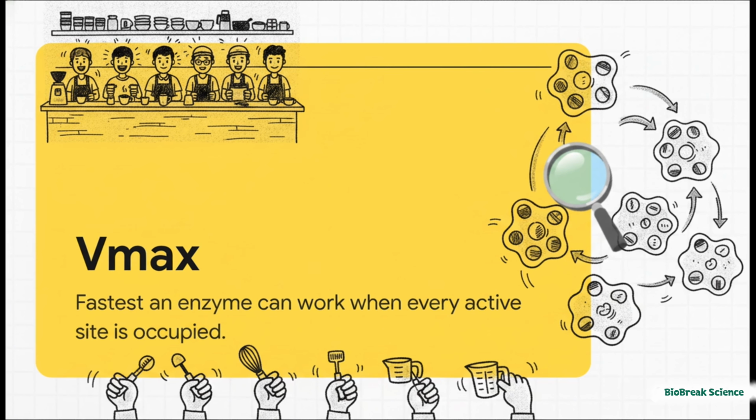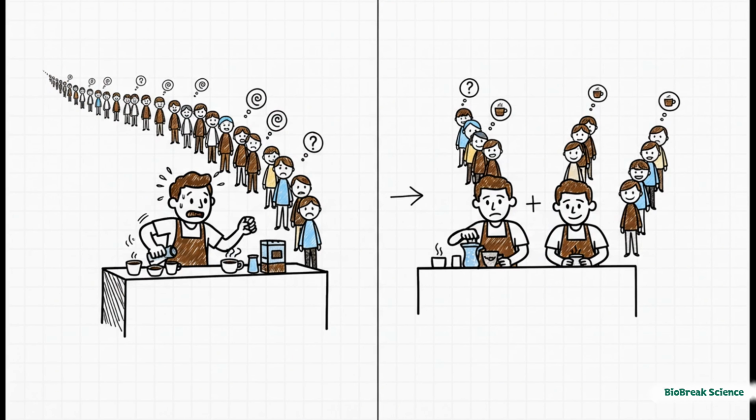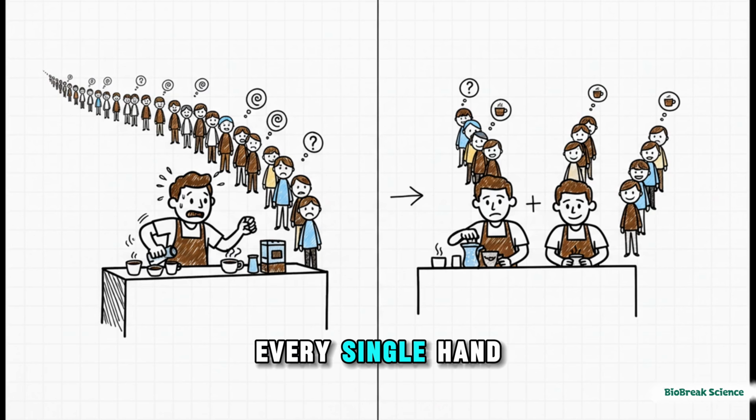Going back to our coffee shop analogy, Vmax is when every single barista in the shop is making a drink at the exact same time. There's absolutely no spare capacity. Every single hand is busy.